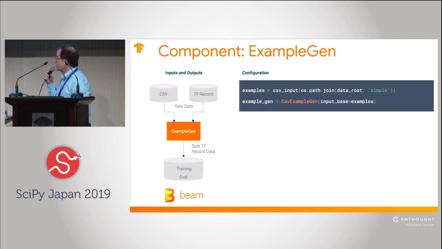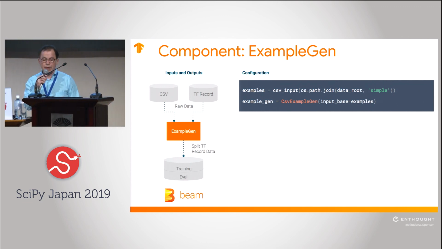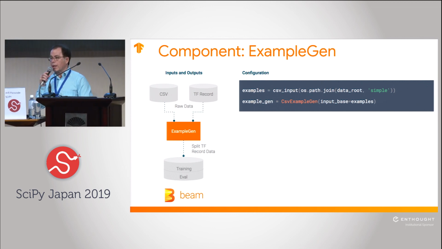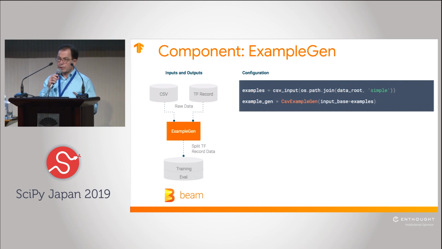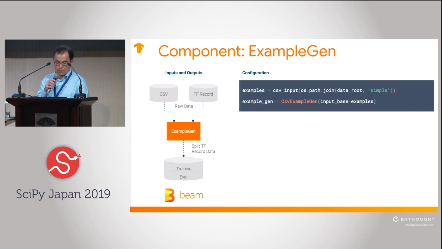So each of the components has a configuration, and they each do different things. We'll start at the beginning of the pipeline. ExampleGen reads in input, splits your data set into training and eval, and formats it as TFRecord. And the configuration is two lines of Python. It uses Apache Beam to do that. Remember, we're often working with large amounts of data, and a distributed processing framework like Beam is very useful.